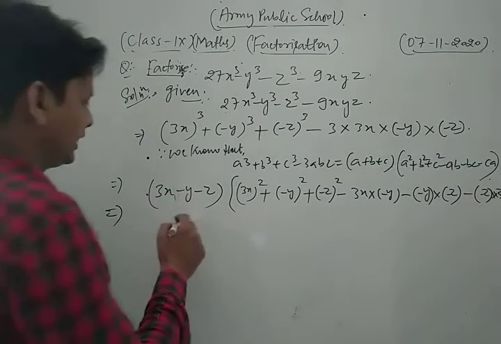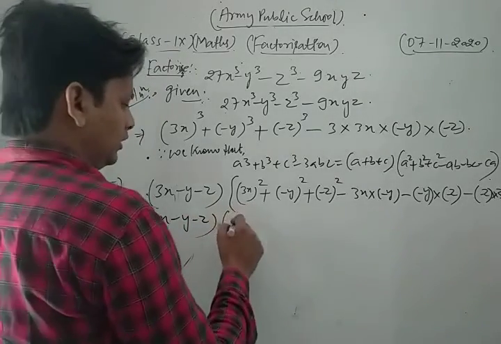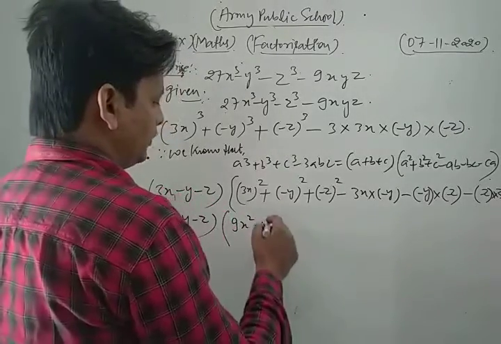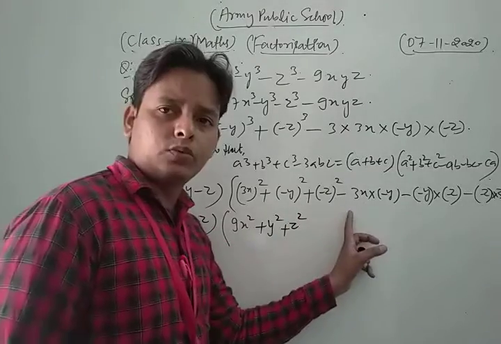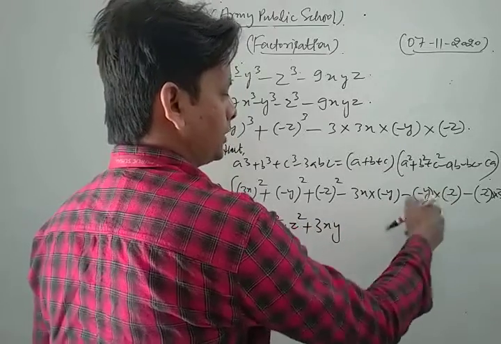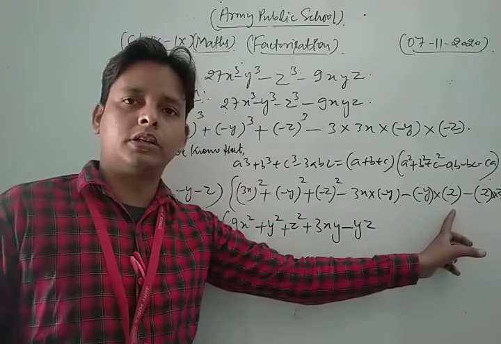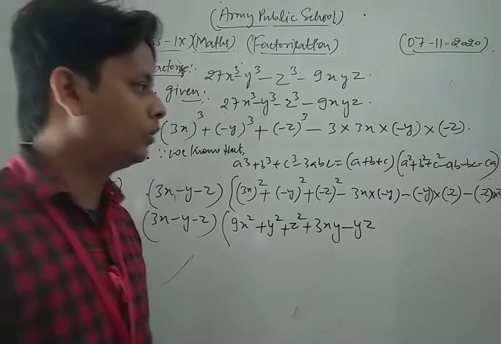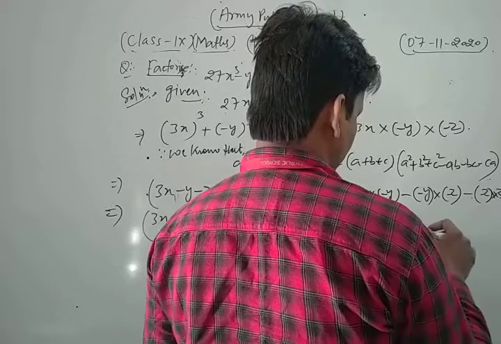We get 3x minus y minus z, and in another bracket 3 3s are 9x square. Okay, plus minus y square we get plus y square, plus z square. Now minus minus is plus, so we get plus 3xy. Minus minus plus, and plus minus minus, this is yz. This is minus minus converted into plus, and plus minus minus, so we get minus yz. Now here minus minus is plus, so this is 3zx.